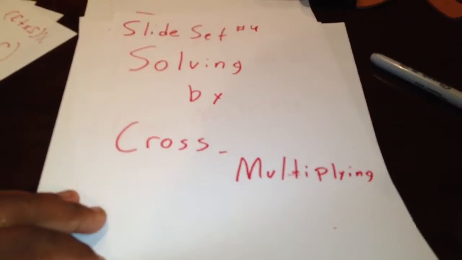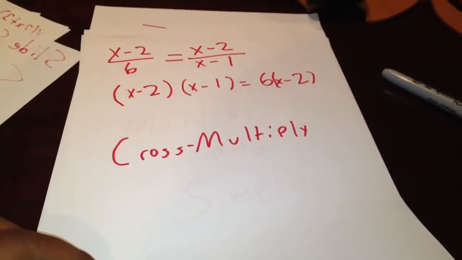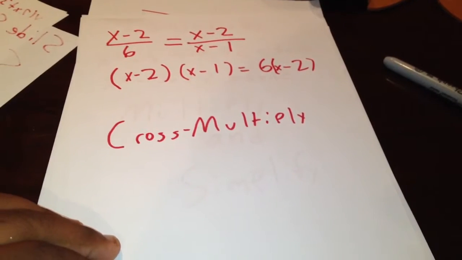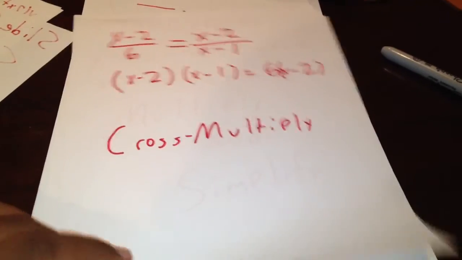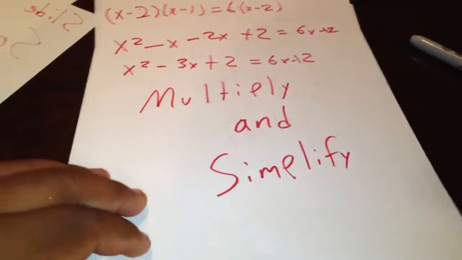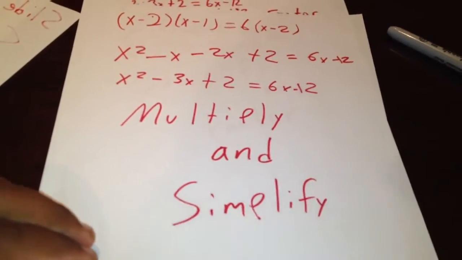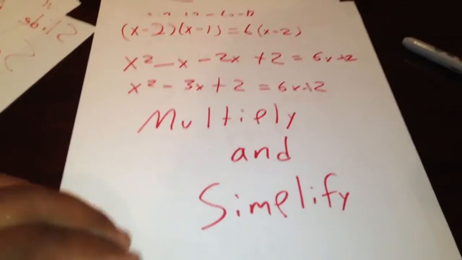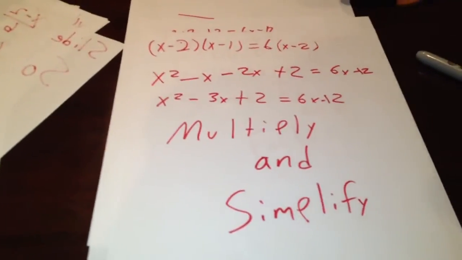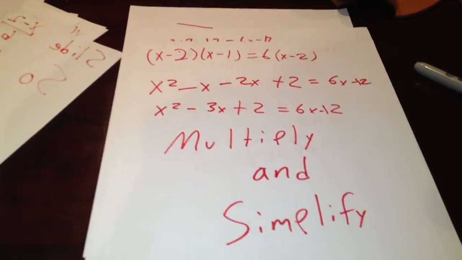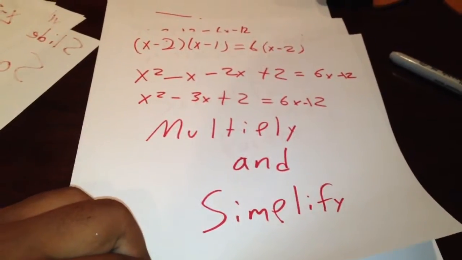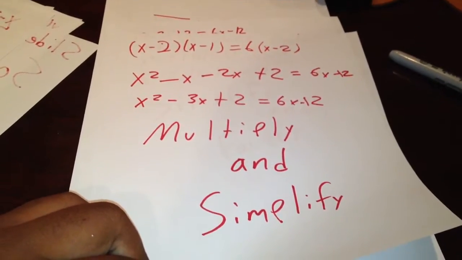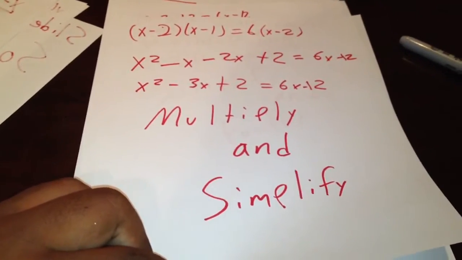For slide set number 4, I'm going to do solving by cross multiplying. First step is to cross multiply, which will give you x minus 2 and x minus 1. And it will equal 6 times x minus 2. And then the next part is to simplify and multiply, which will give you x squared minus x minus 2x plus 2 equals 6x minus 12. When you simplify, it will give you x squared minus 3x plus 2 equals 6x minus 12.